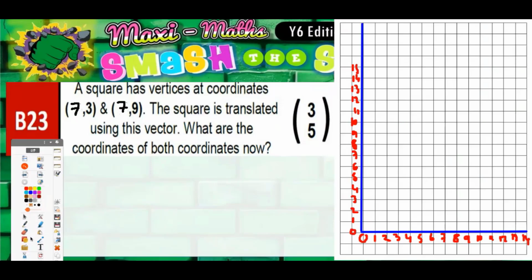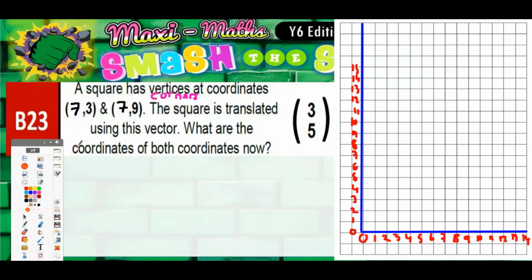Question 23. A square has vertices at coordinates (7, 3) and (7, 9). Now remember, vertices is just a posh word for corners. A square would actually have 4 corners, so with this question, we must be only being told 2 of the corners. So don't let that confuse you. We're being told 2 of the 4 corners on this square.